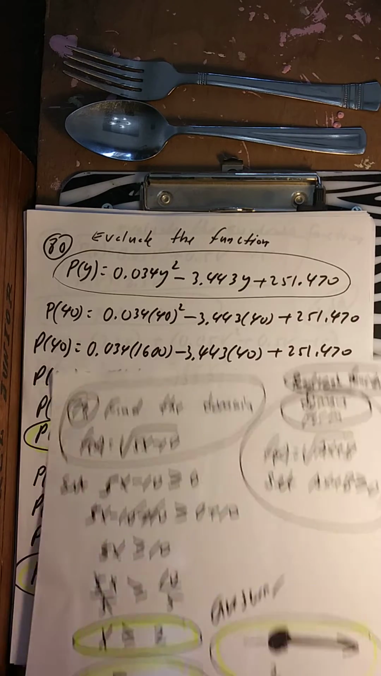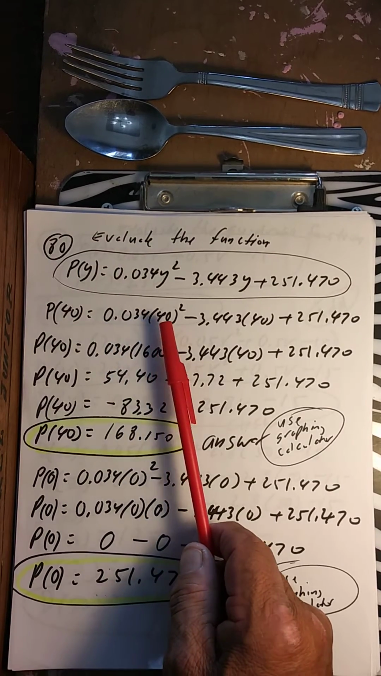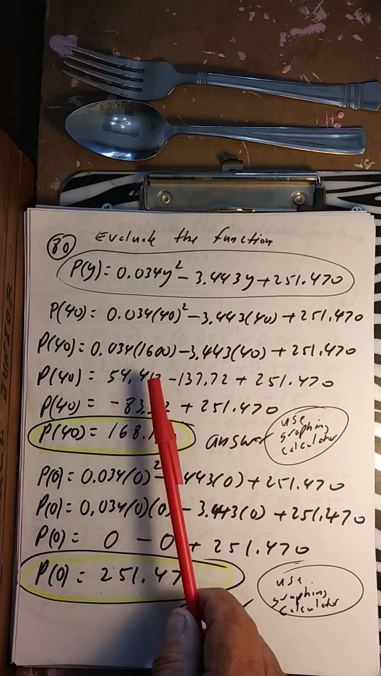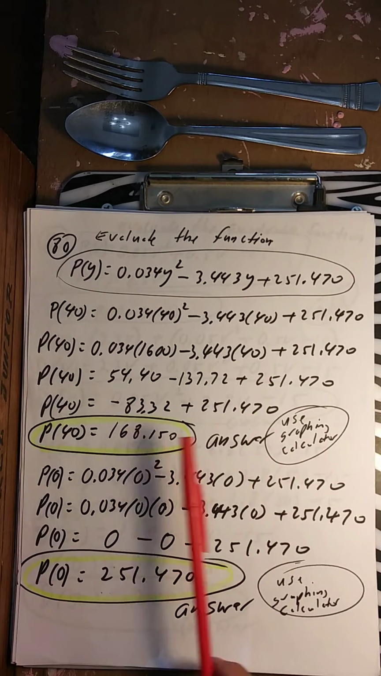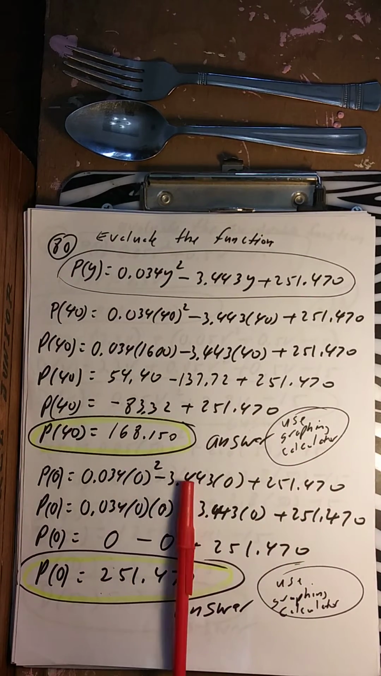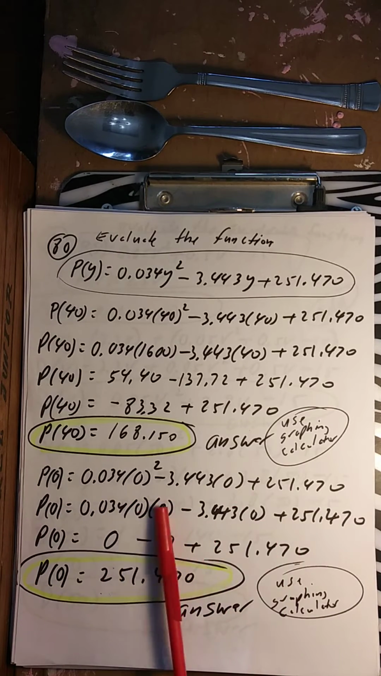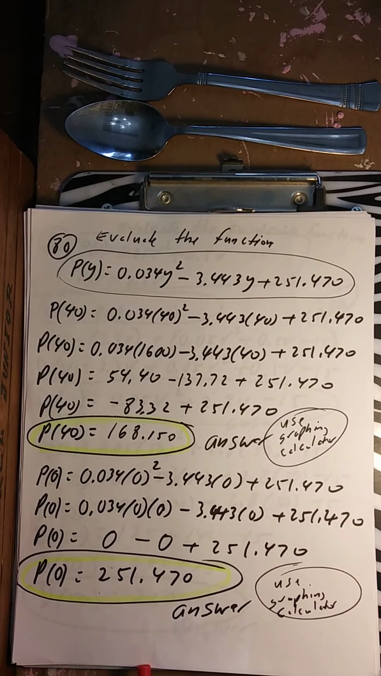For the domain. Holy cow, P of y equals this function. Well, I just put it in and start using my calculator. 40 times 40 is this. Multiply these two numbers, calculator, and add these numbers here, calculator, and then calculator again. I use a graphing calculator because the numbers are big. Put a 0 in there. This is going to be 0, this is going to be 0, and then this number is left over. That's it. 251,470. Use a calculator.